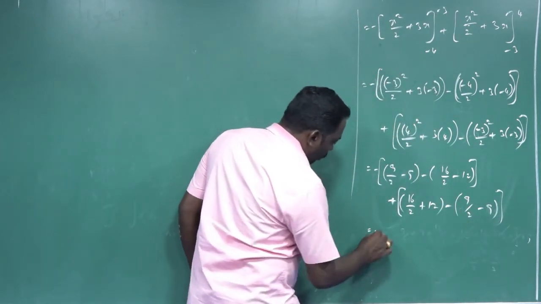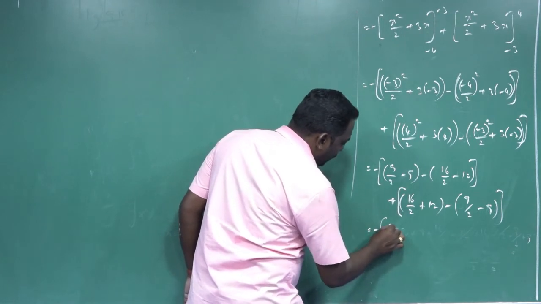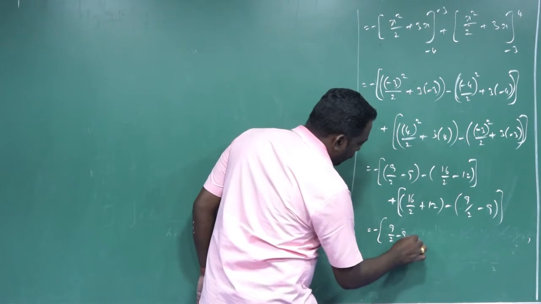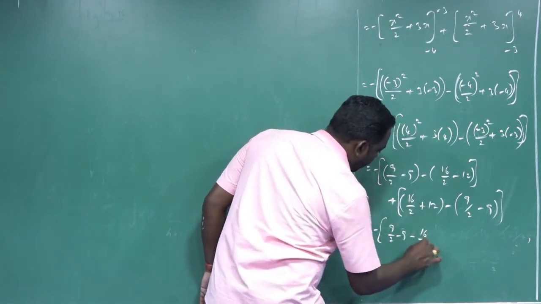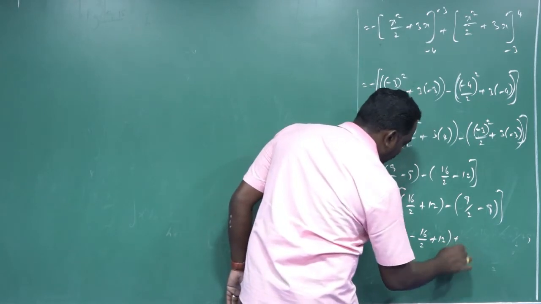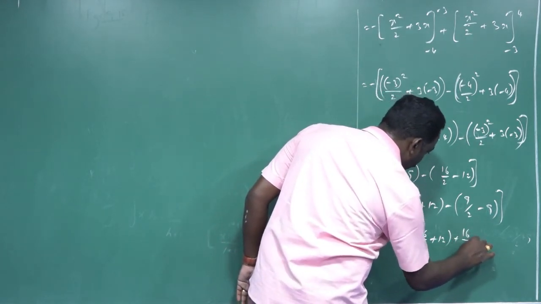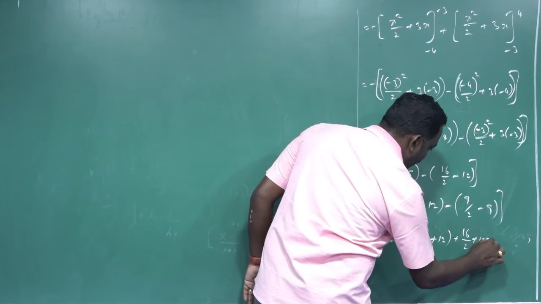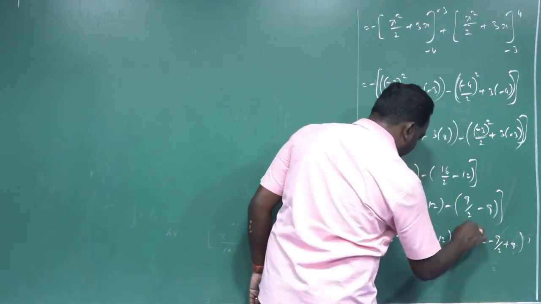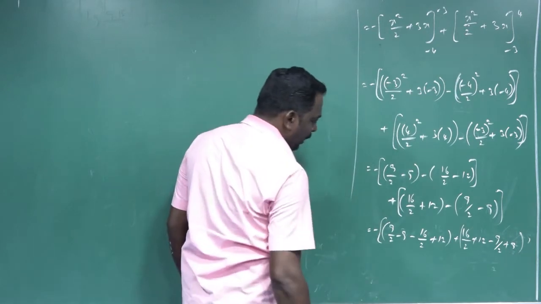Now that is equal to minus, within the bracket of, 9 by 2 and minus 9, then minus 16 by 2 plus 12, first bracket. Then plus 16 by 2 plus 12, then minus 9 by 2 plus 9, second bracket. Just remove these brackets.